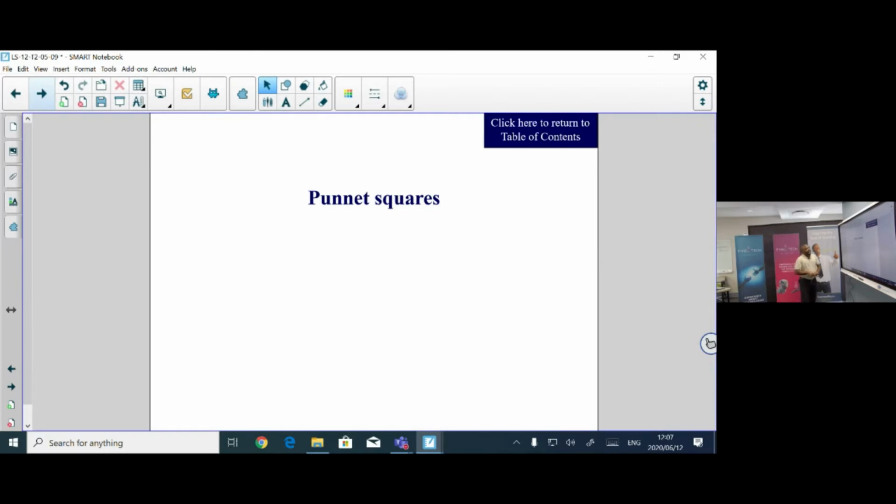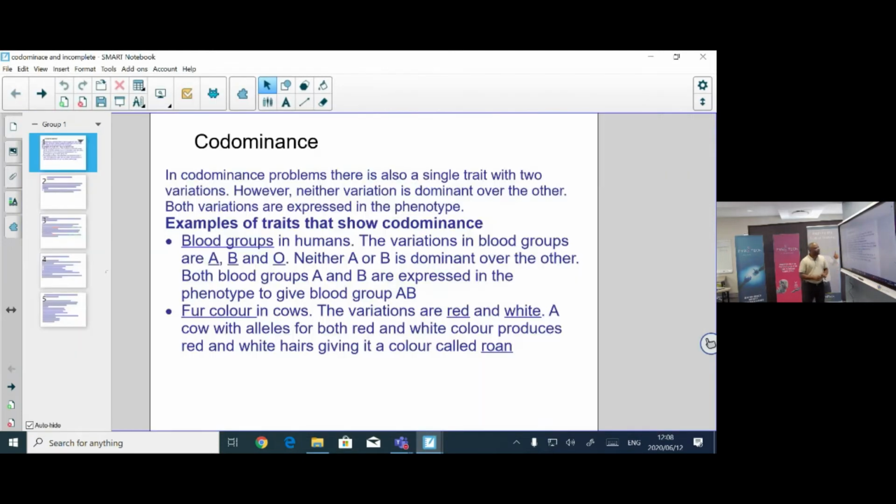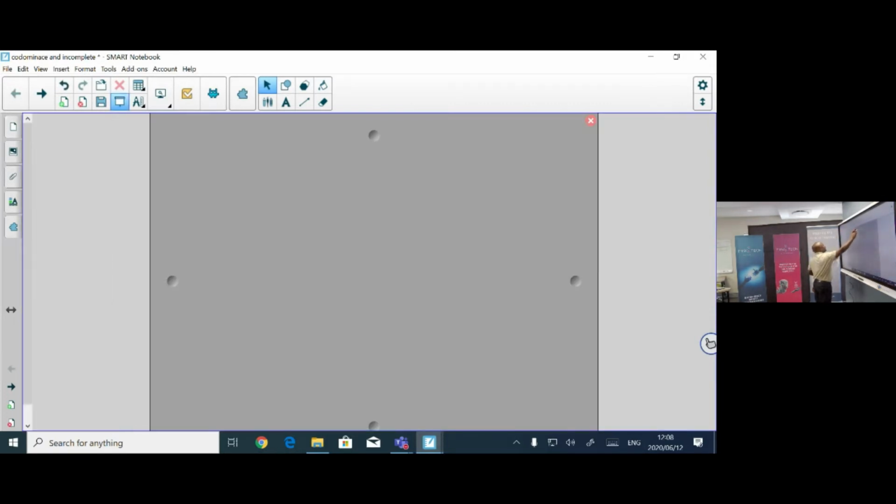Right. It takes us to Punnett squares, but I would like to use a different approach to Punnett squares, because Punnett squares is only a part of what we use when we are solving our genetic diagrams.